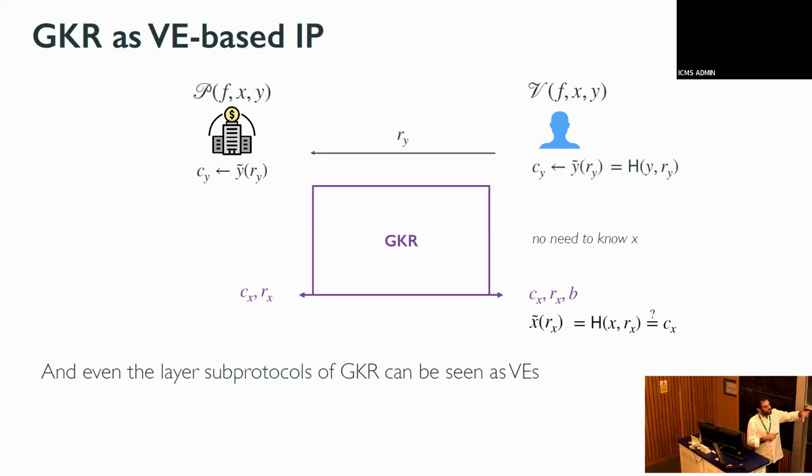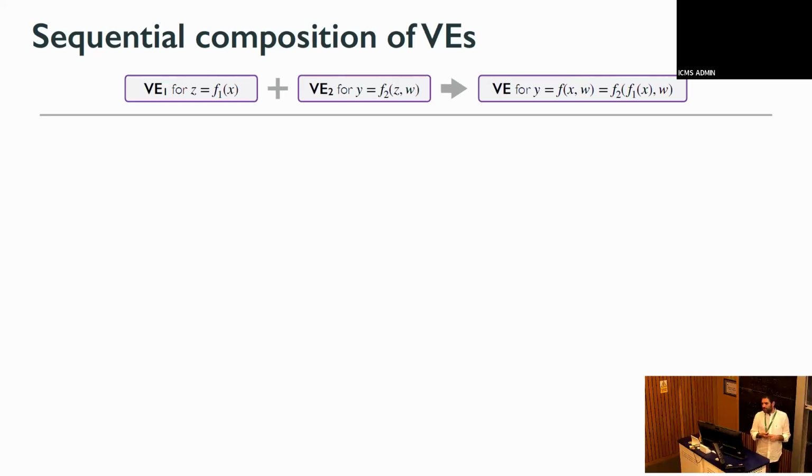And you can do the same abstraction even for the subroutines of GKR, right? So, what can you do once we have this abstraction of evaluation scheme? We can have a generic composition theorem that says, assume that you have a verifiable evaluation scheme for function F1, and another one for function F2 of the form, for example, F2 of Z, W. Then you can build a verifiable evaluation for the sequential composition of these two functions, right?